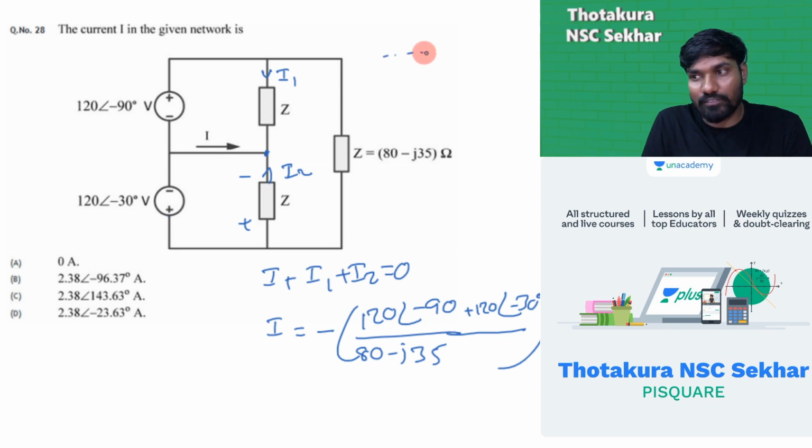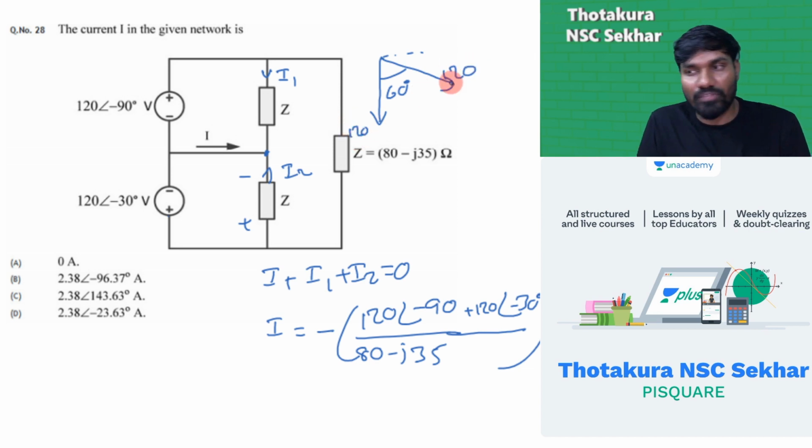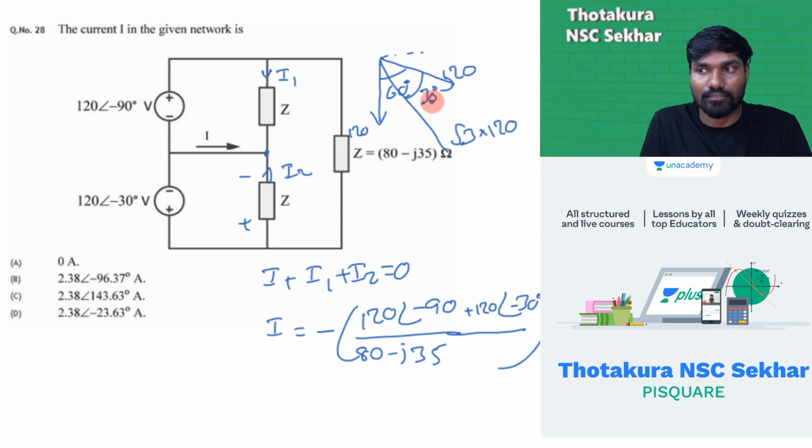Draw that phasor diagram. 120 at an angle minus 90 degrees is something like this. This is a 120 magnitude, and this one is 120 at an angle minus 30, means somewhere over here. The angle between these two is 60 degrees. This is also 120 magnitude, this is also 120 magnitude. We know if two equal magnitudes are displaced by 60 degrees, the resultant addition of these two will be √3 times of this. We know that. √3 times of 120, and this angle is 30 degrees. So from the reference it will be 60 degrees.